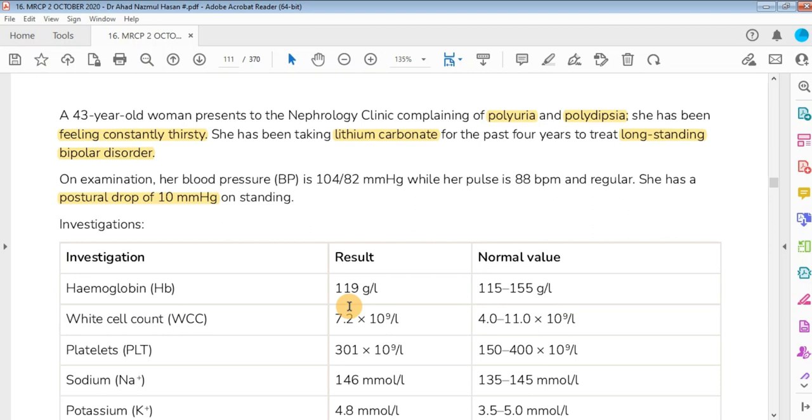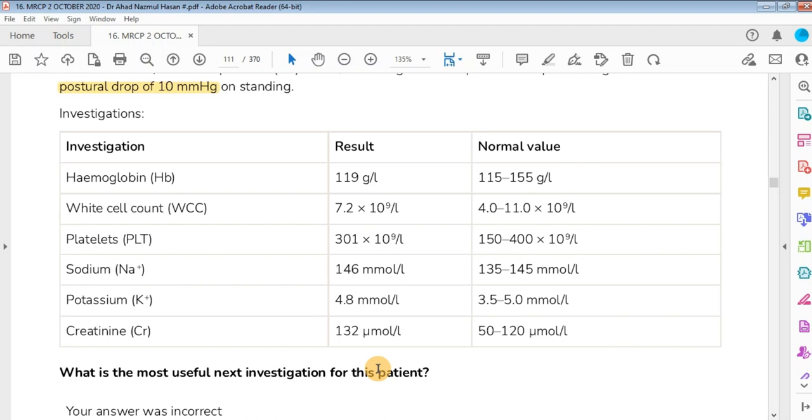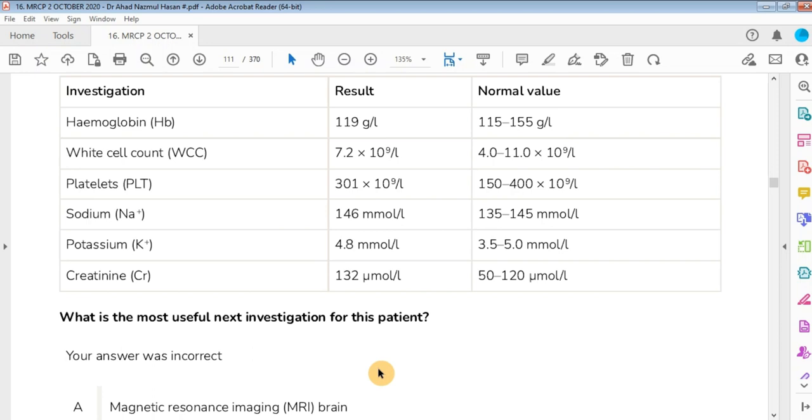On examination, BP is 104 by 82, pulse is 88. She has a postural drop of 10 mm of mercury on standing. All the investigations are normal. Sodium is slightly on the higher side, 146, and creatinine is 132.